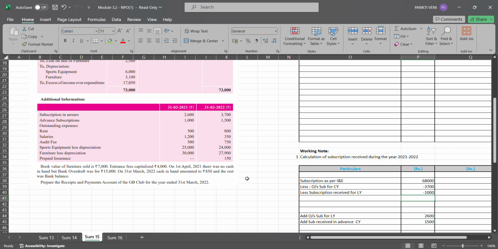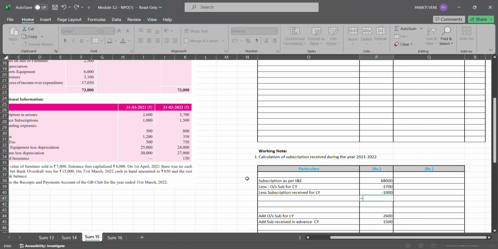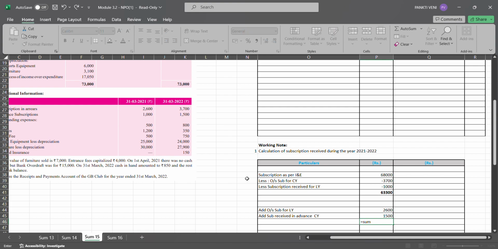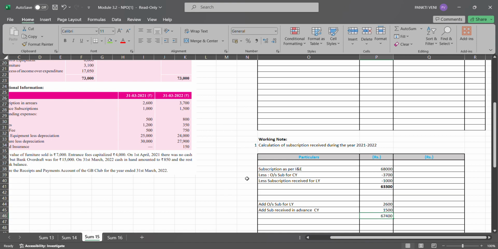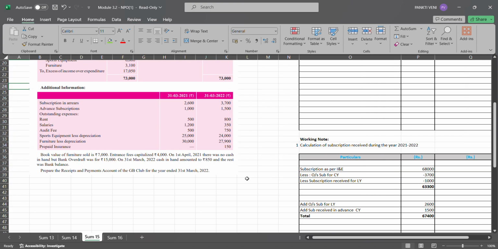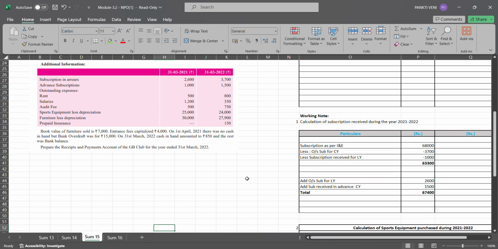Because it is receipts and payment. If I'm supposed to prepare income and expenditure, I will work straight. If it is receipts and payment, I'll have to reverse. So I got 67,400 as my answer here. Now I've completed adjustments related to subscription. Now I'll go for the next.